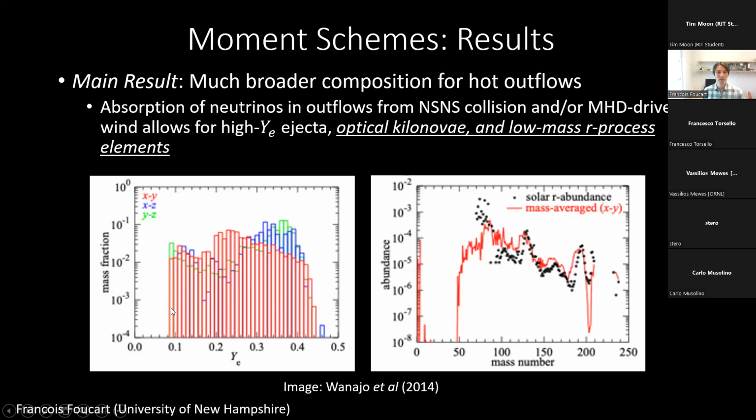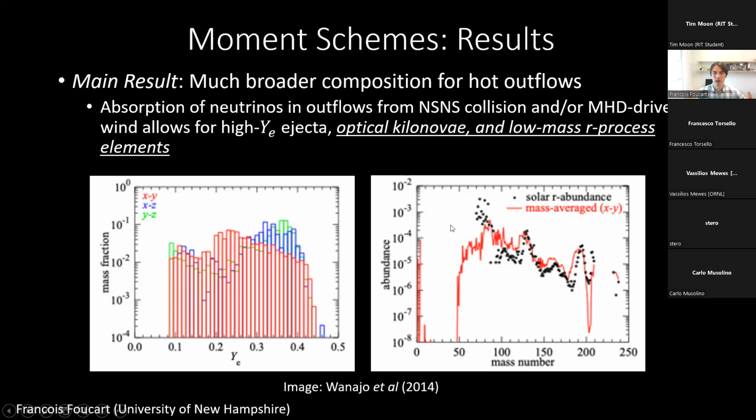where you can see here on the left, for example, the composition, the electron fraction of the outflows for a range of simulations using moment scheme. And you see that there is a pretty broad range of electron fraction from about 10% protons to about 45% protons, the proton fraction being the same as the electron fraction in these systems. While if you did not include transport of neutrinos or did not include neutrinos at all, you would find a much narrower range with much more neutron-rich outflows. So you would only produce a lower Ye outflows here.